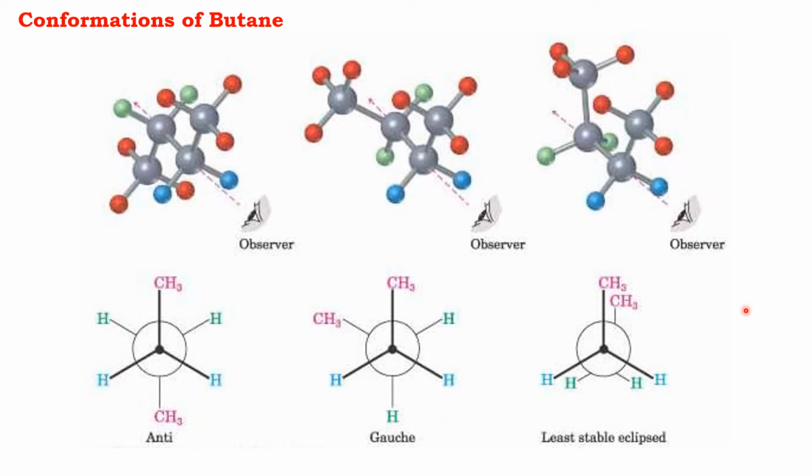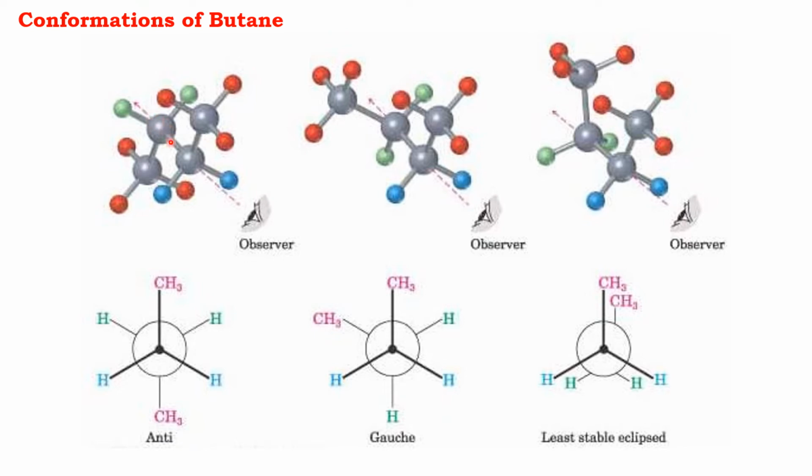Now see here, we are taking the three extreme cases. The first one is the anti form, the anti-conformation of butane. See here, this is the second and third carbon atom. Second and third carbon atom. And you are seeing the molecule through this plane.